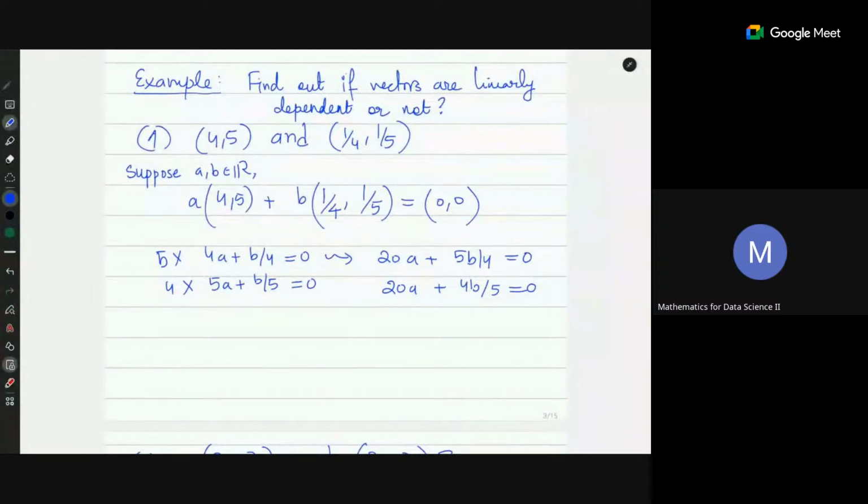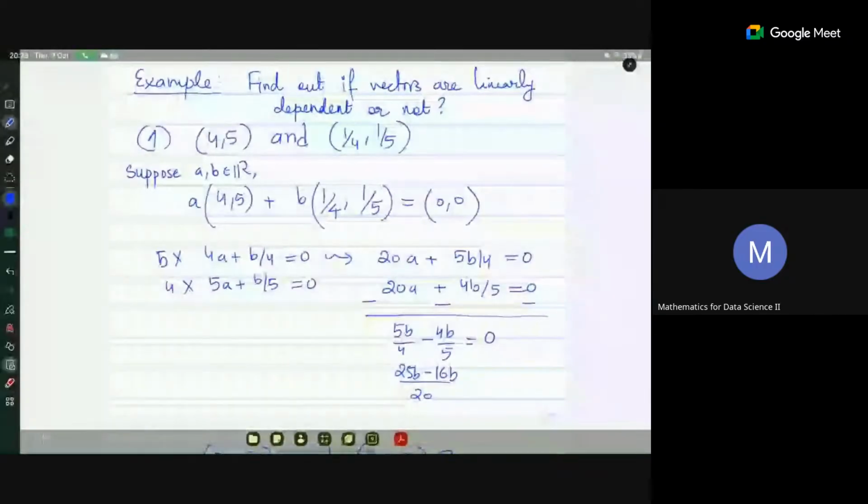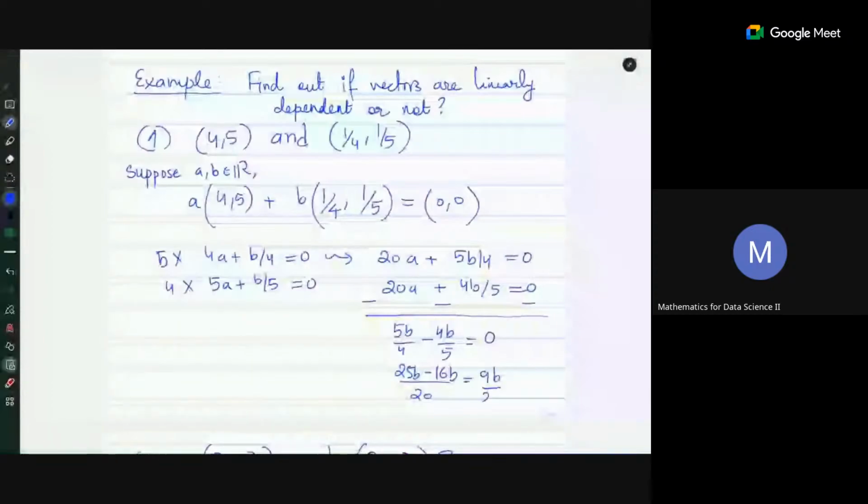All right. Now, you subtract these two equations. So what will you get? This will cancel out, so you will be left with 5B by 4 minus 4B by 5 equal to 0. That means 25B minus 16B over 20, that means 9B by 20 is equal to 0. This implies B is 0.